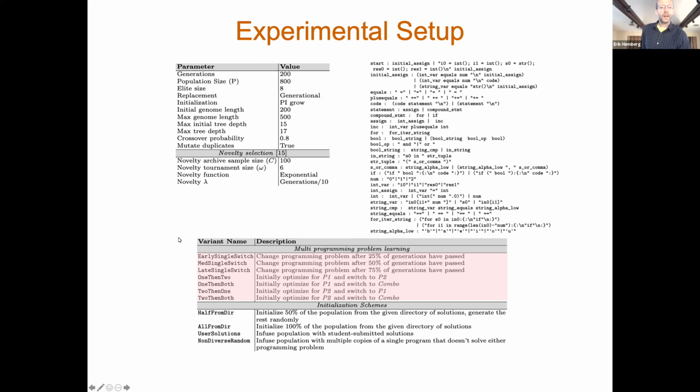So we tried different times when in the run we should change between the problems. We could do it early, mid, or later on, as in 25, 50%, or 75%. And then we can go from first trying to solve problem one, switch to problem two, go from problem one trying to solve both of them in the combo, or start with problem two and switch to problem one, or start with problem two and switch to combo. And we also have some other initialization schemes.